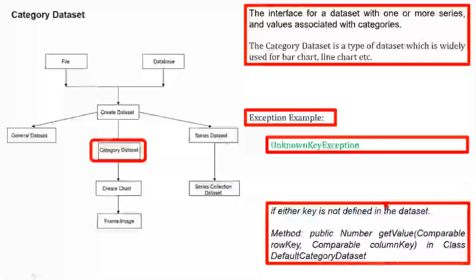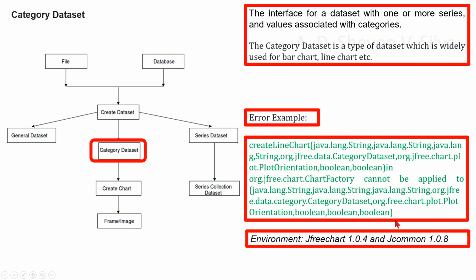As an exception, we can consider UnknownKeyException, thrown if either key is not defined in the dataset, in method public Number getValue(Comparable rowKey, Comparable columnKey) in class DefaultCategoryDataset. As an error example, we can consider this one that occurred in the environment with JFreeChart 1.0.4 and JCommon 1.0.8.